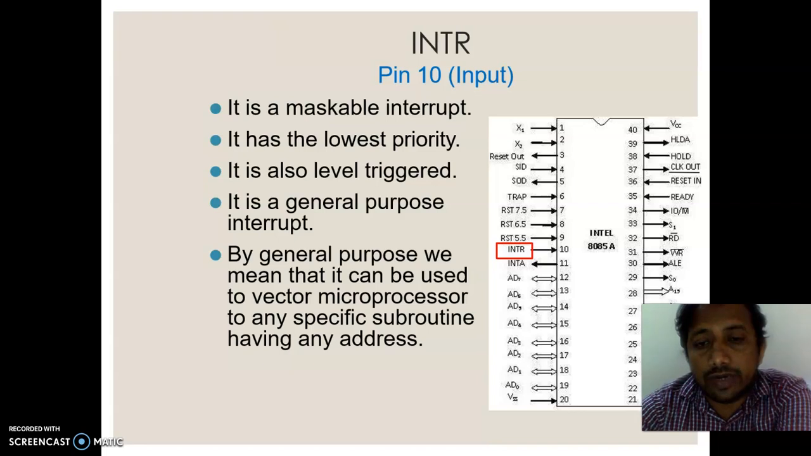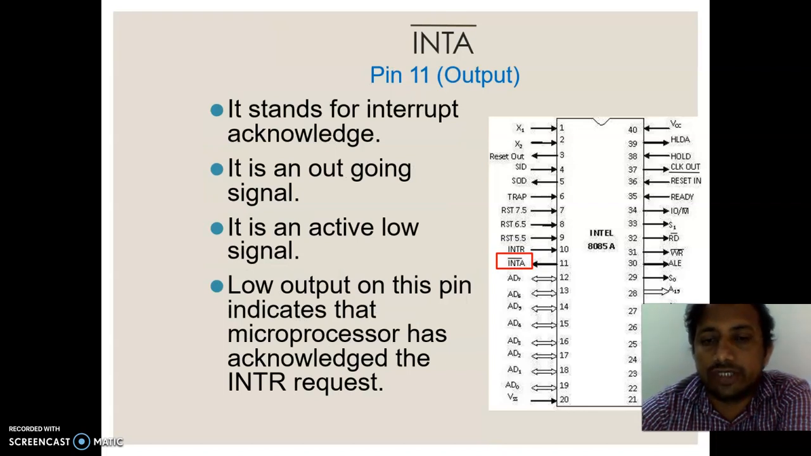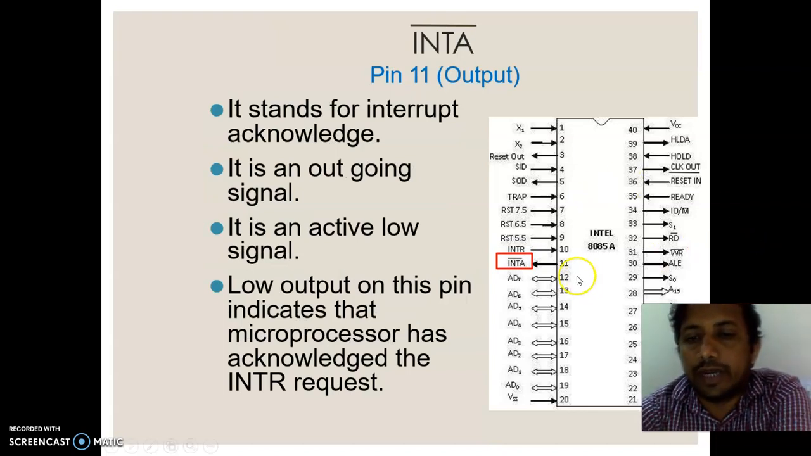Now coming to the next one: when an interrupt has been accepted, an interrupt acknowledgement is sent onto this line. Pin number 11 is used to send the acknowledgement signal when the interrupt is being called.